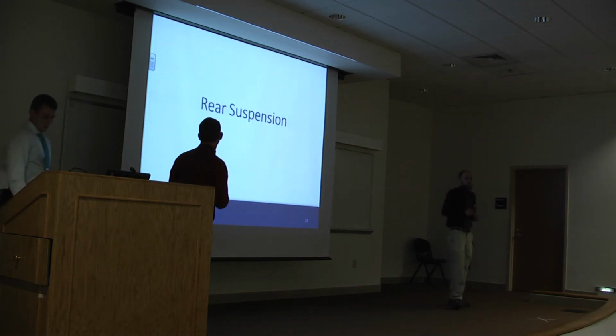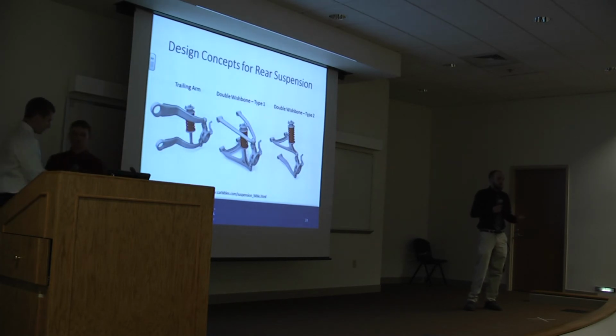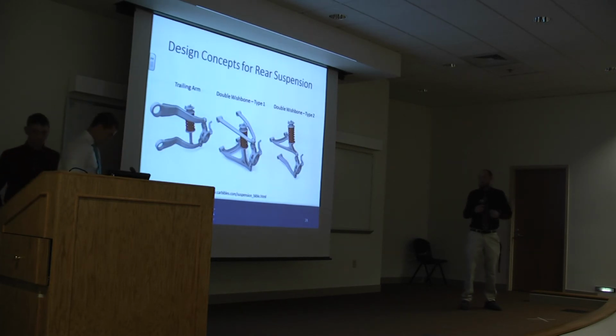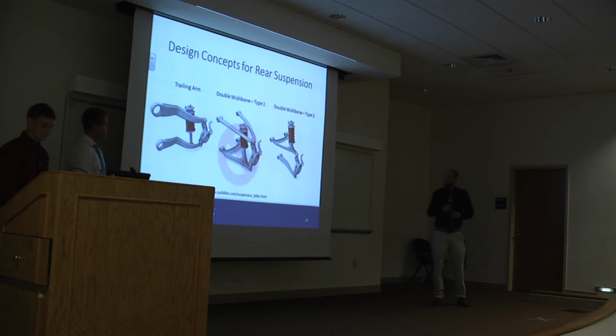So now we'll talk a little bit about the rear suspension. Again, we had three different concepts that we wanted to take a good look at. We had the double wishbone type 1, which Travis utilized in the front suspension design. This would not work in the rear suspension. We have to interface around the drive axle, and the drive axle can't really go through a shock. So we did away with that.